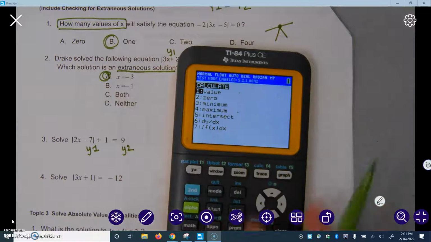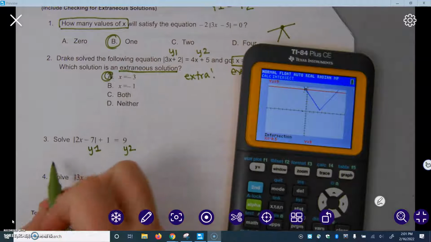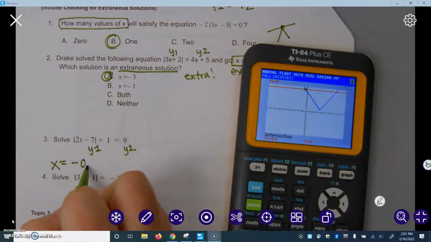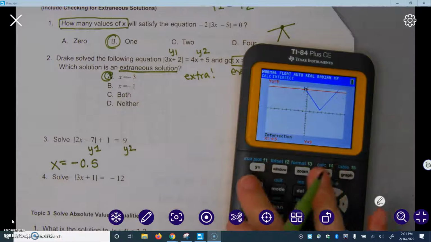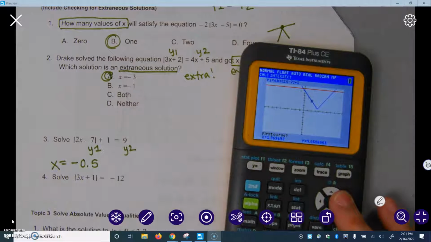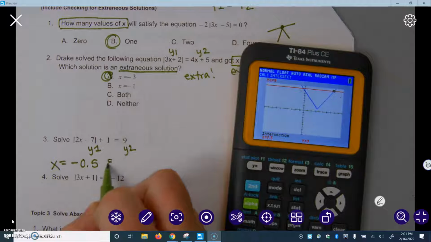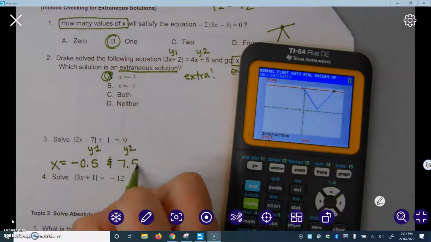So second trace 5, enter, enter, enter. One of my solutions is x equals -0.5. And then I'm going to do second trace 5 again and move my blinky thing over to the right. And I got x is equal to 7.5. So both of those answers.